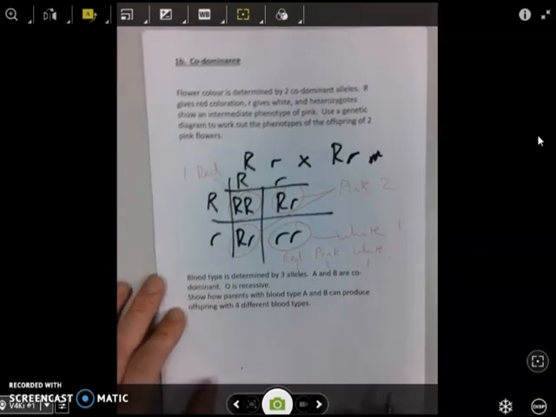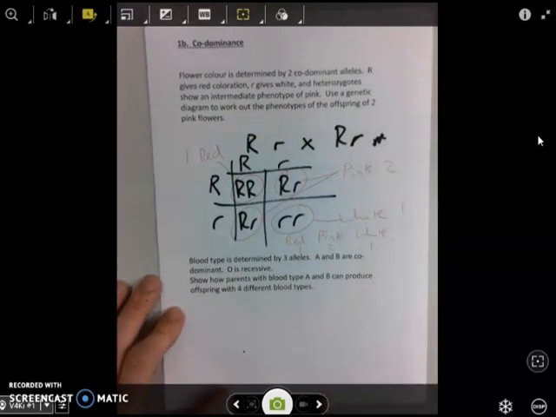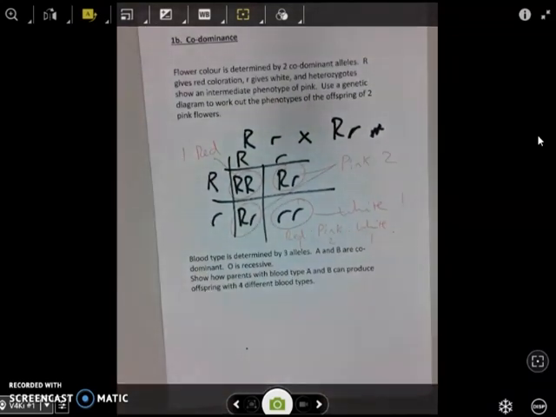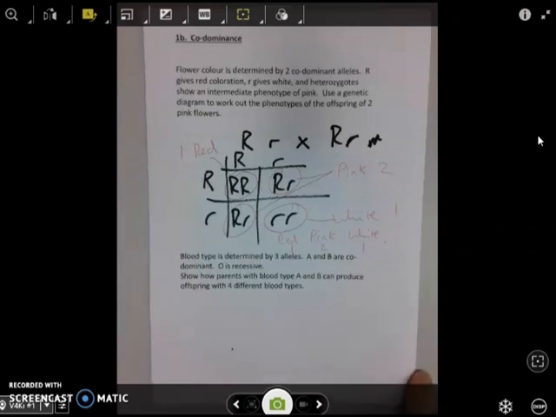Okay. Now that's my made-up example. This is a real-life one. Blood types. It's determined by 3 alleles, A and B. They're the codominant ones. And then there's a third allele in there called O, which is recessive. So I want you to show how parents with blood type A and B can produce offspring with 4 different blood types. So have a think about that one. Pause the video, have a go.